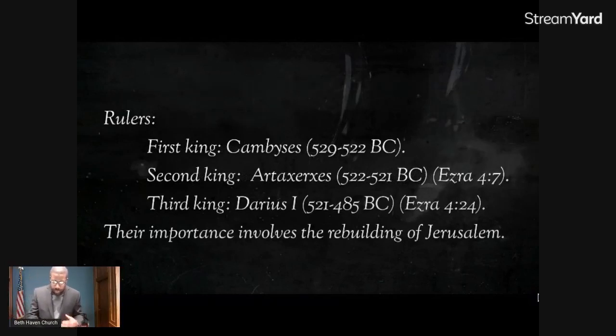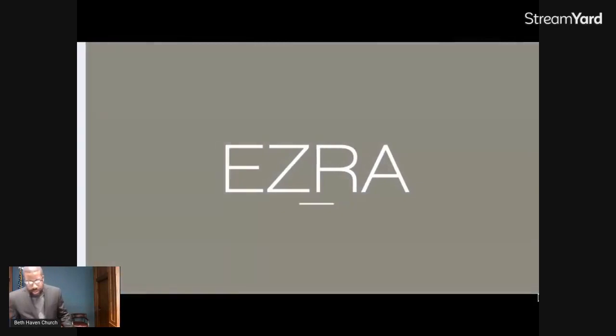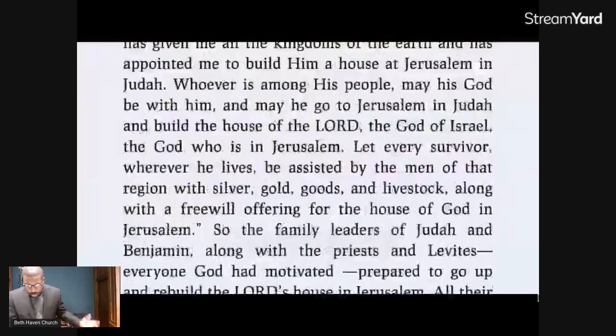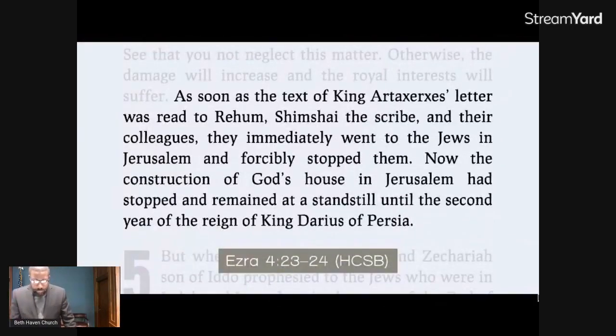The third ruler, again, was known as Darius I. Darius I, again, was important. We find him in Ezra chapter 4, verse 24, concerning the importance in the rebuilding of Jerusalem and the temple. In Ezra chapter 4, verses 23 to 24, we read, as soon as the text of King Artaxerxes' letter was read to Rehum, Shimshai the scribe, and their colleagues, they immediately went to the Jews of Jerusalem and forcibly stopped them.